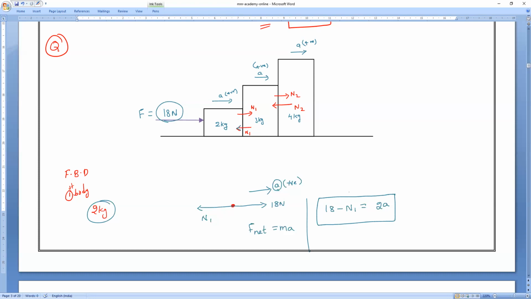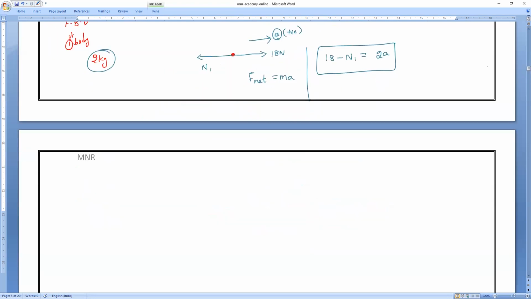Now, in the same way, you tell me. Then the second body, what is the second body's mass? Second object, or second body? How many kg? 3 kg. Okay, 3 kg. I will consider it as a point object.